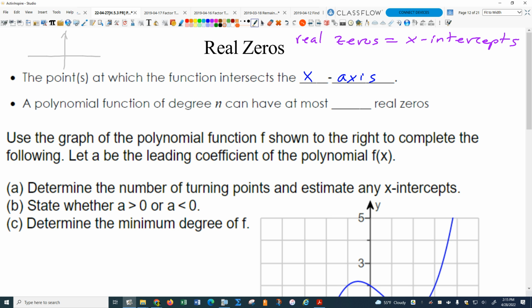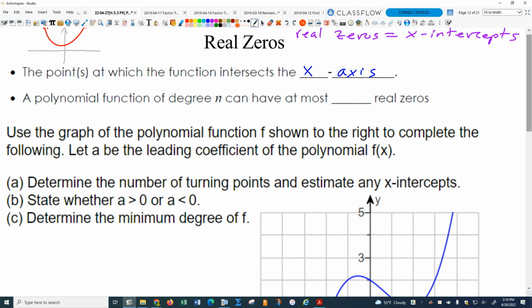But if I graph a parabola like this that has no x-intercepts, then that means how many real zeros does that quadratic function have? 0. Yeah, it never has an x-intercept. So both of the zeros of this function have imaginary parts, right? They're complex with imaginary parts. Okay, so a polynomial function of degree n can have at most how many real zeros do you suppose?